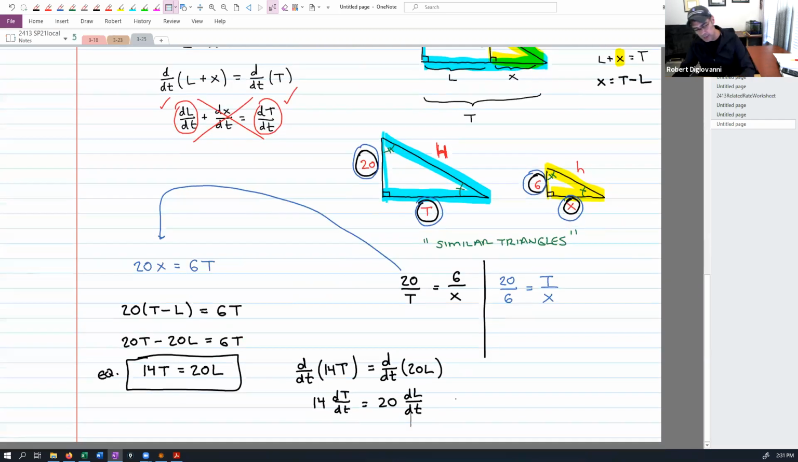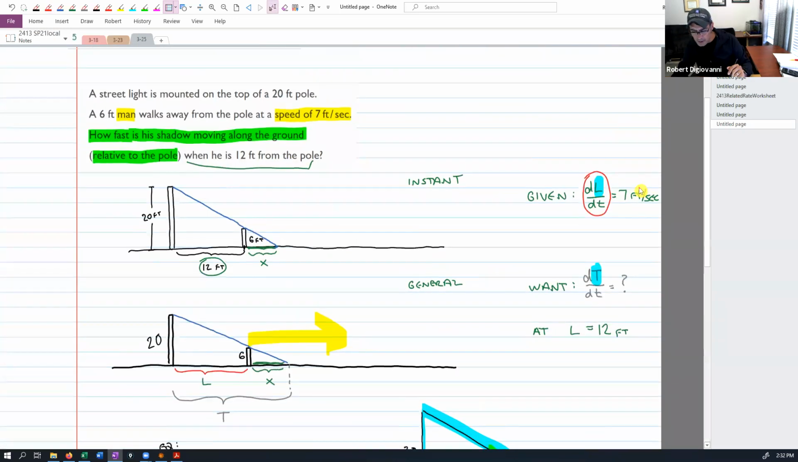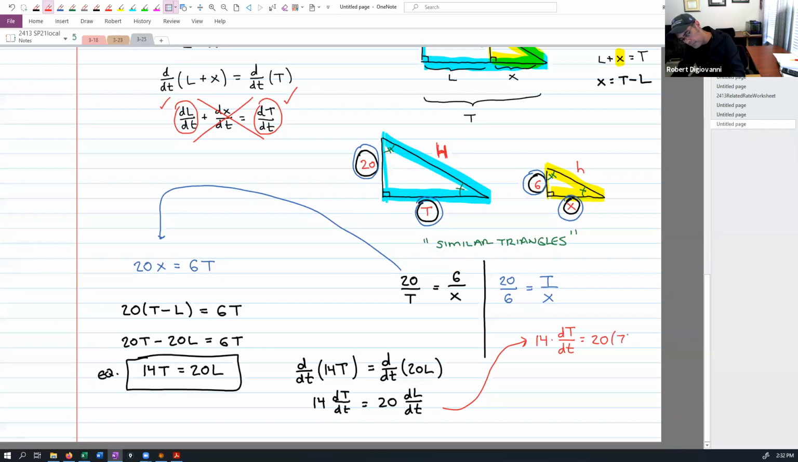So now I can start plugging in. I'll do this in red. So dT/dt is what I want to know. dL/dt was 7. Wait, no, was it? Yeah, it was 7. So if I take this answer, 20 times 7, and divide it by 14, I'll have my answer.